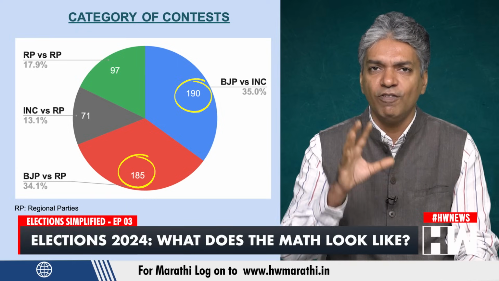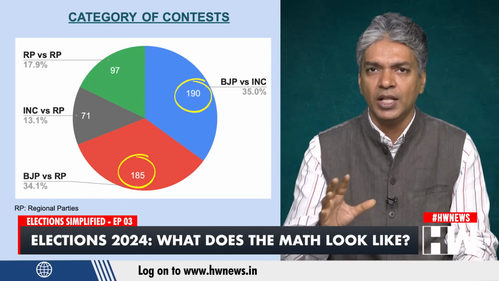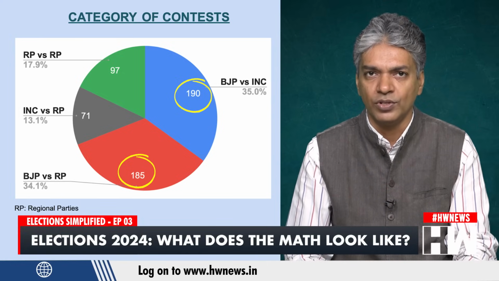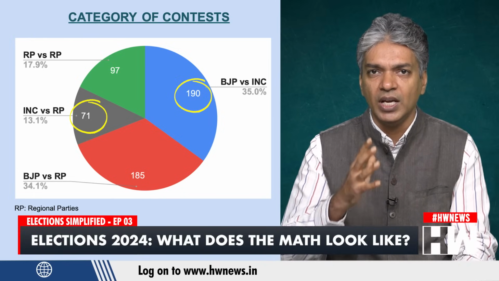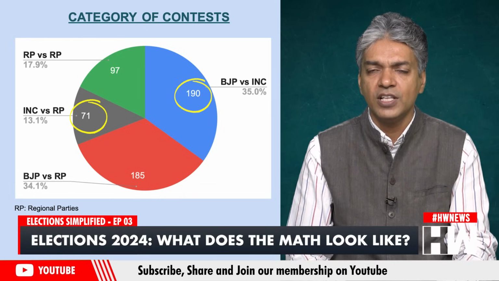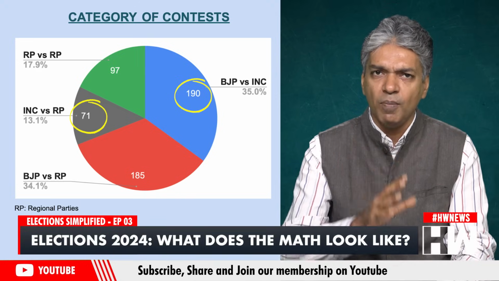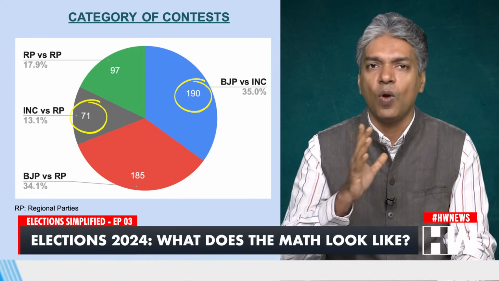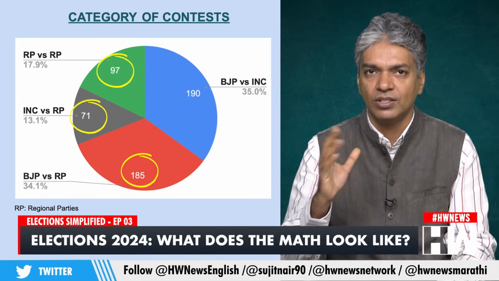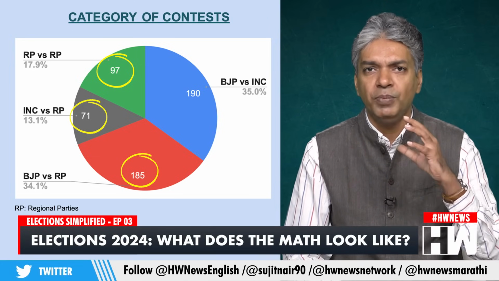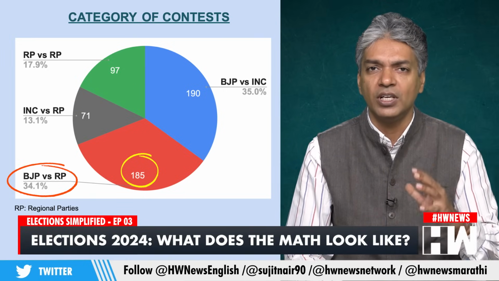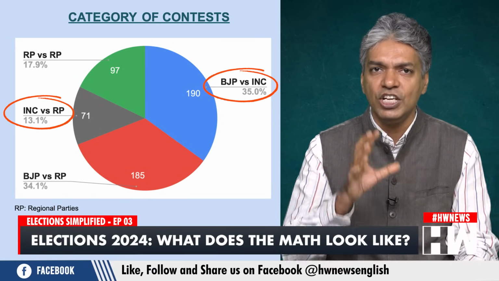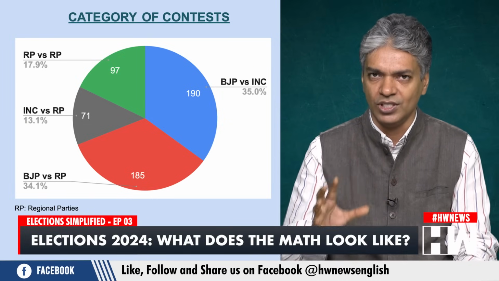In 375 of the 543 Lok Sabha seats, the BJP is likely to be in contention based on the 2019 numbers, while the Congress is in the game in 261 seats. The regional parties, on the other hand, whether part of the INDIA bloc or the NDA bloc, are likely to be in contention in 353 seats. So, in effect, the BJP is likely to be in contention in 70% of the seats, the Congress in 50% of the seats, and the regional parties in 50% of the seats.